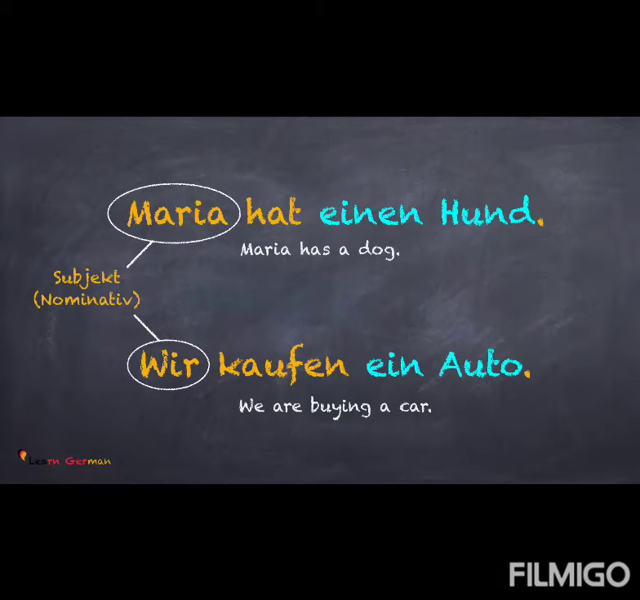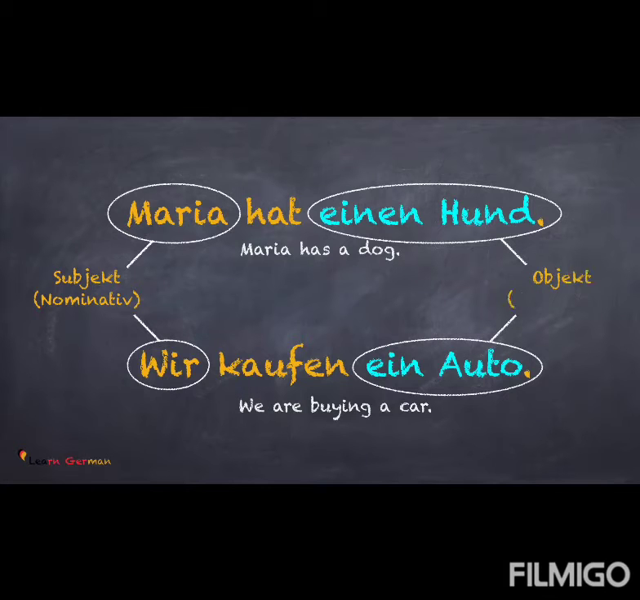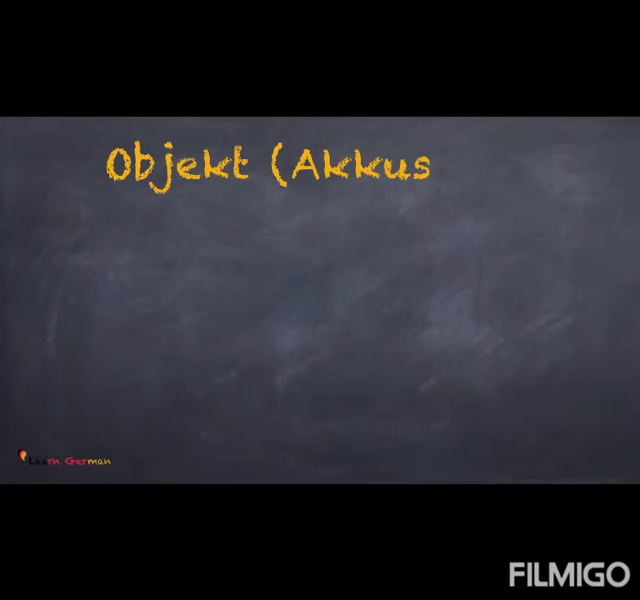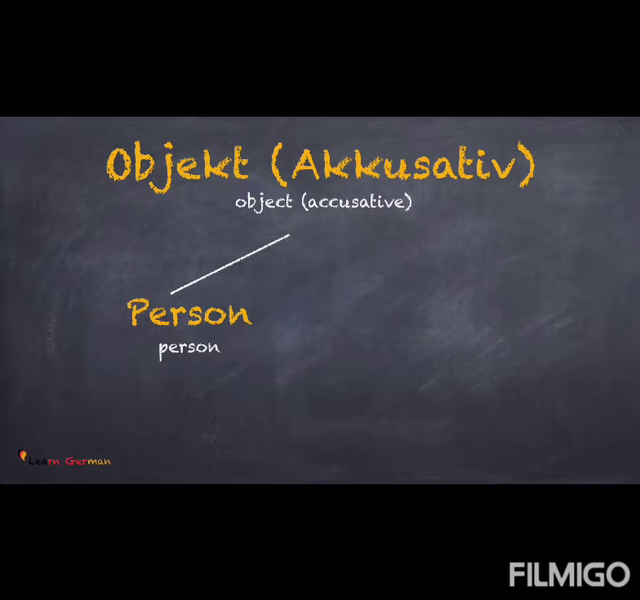If you want to revise the nominative case, you can watch our video on nominative. Coming back to these two sentences, einen Hund in the first sentence and ein Auto in the second sentence. Both these are the objects, and these objects are in akkusativ. Now let's try to understand object in akkusativ. An object in akkusativ can be a person, eine Person, oder eine Sache, can be a thing. Both of them can either be in singular or in plural.